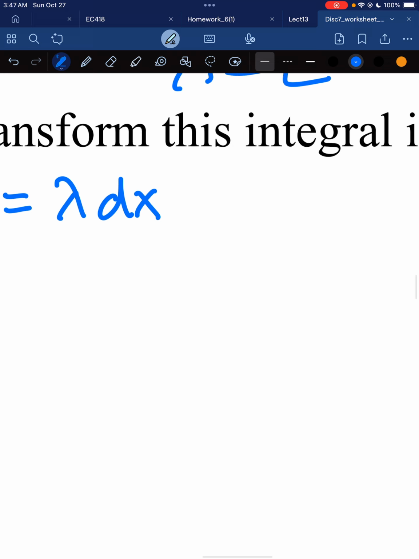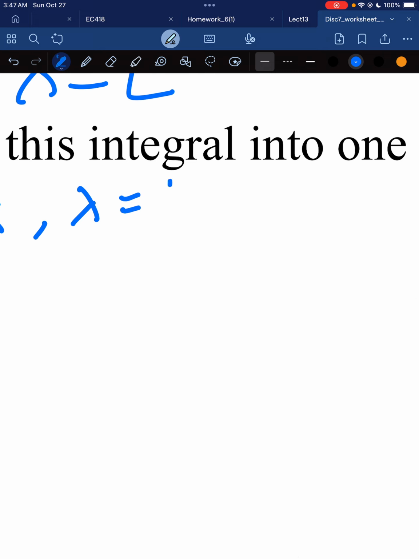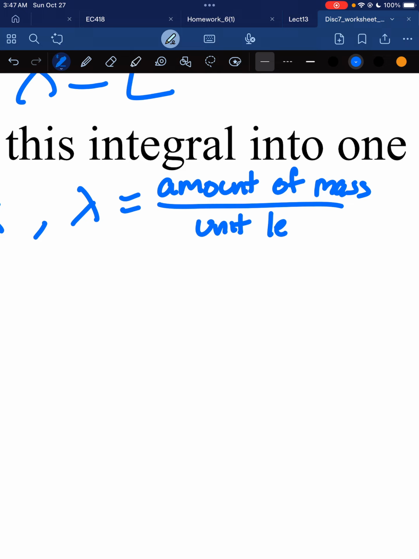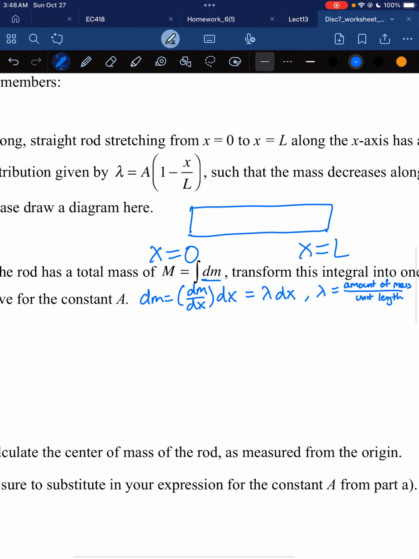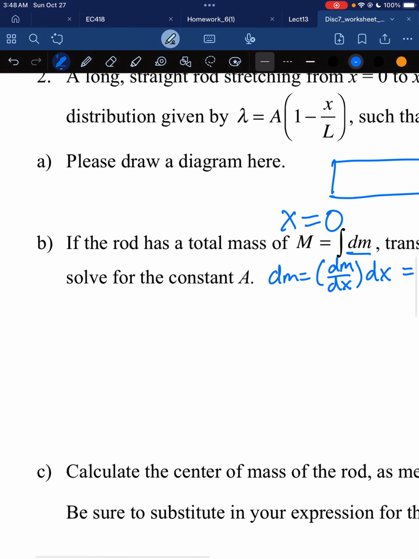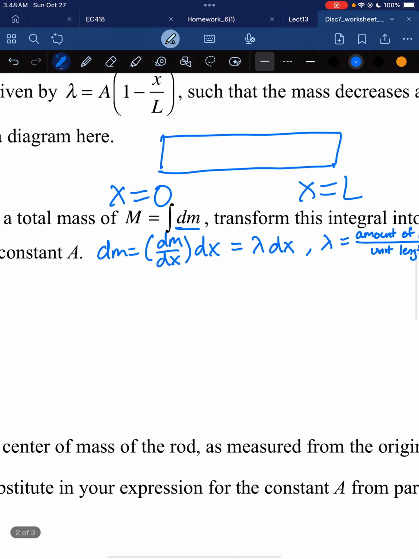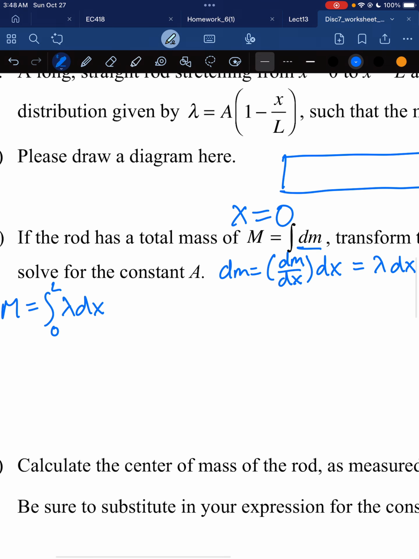And our lambda function basically tells us the amount of mass per unit length. And so now I can substitute in my expression lambda dx for dm and get that the total mass m is equal to the integral of lambda dx. And we are integrating from 0 to L because those are the ends of my rod. The left end is 0 and the right end is L, so we're integrating from 0 to L.